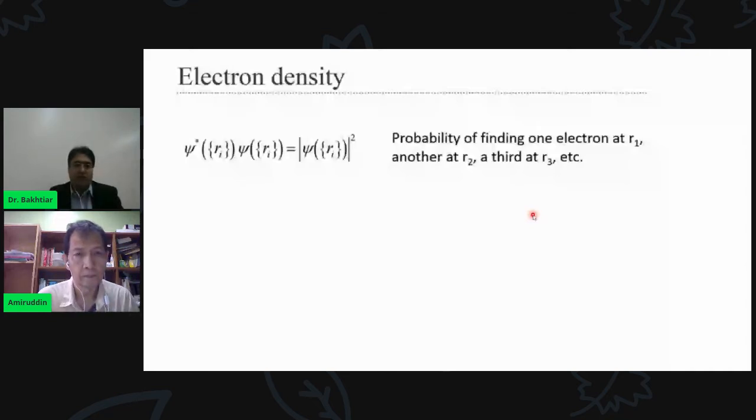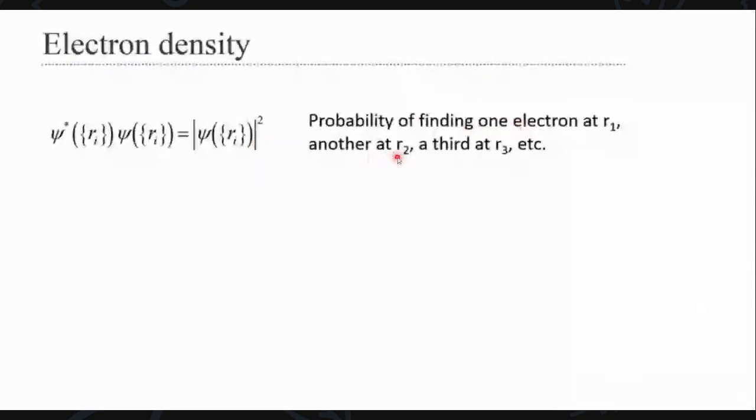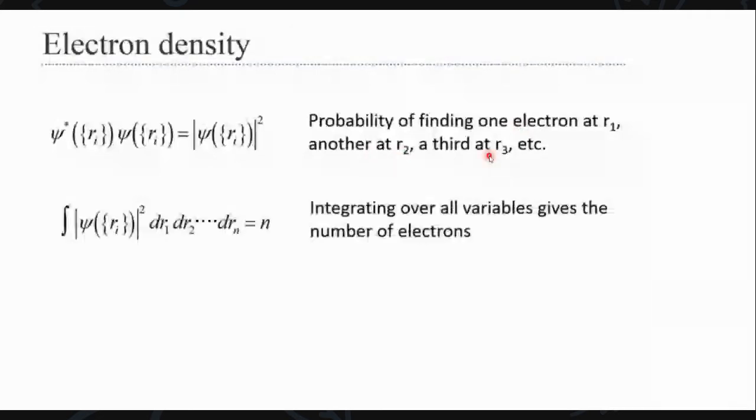This is the full wave function, which is n-dimensional, and we know that the square of the wave function gives the probability density of finding an electron. It gives us the probability of finding one electron at R1, another electron at R2, and so on. Now, if I take the integral of the square of this wave function over all the available variables, it will give me the number of electrons available in that space.